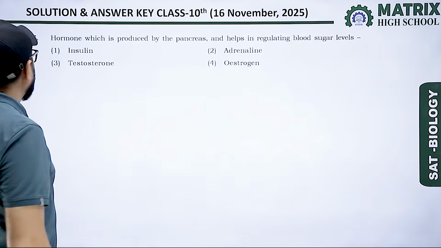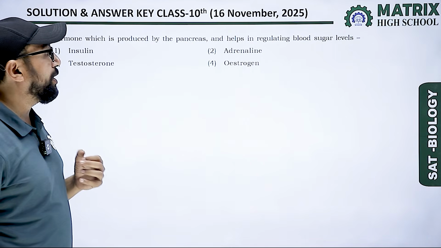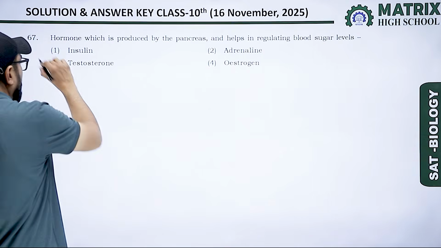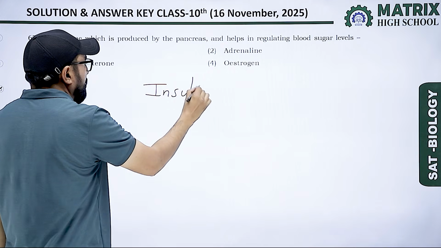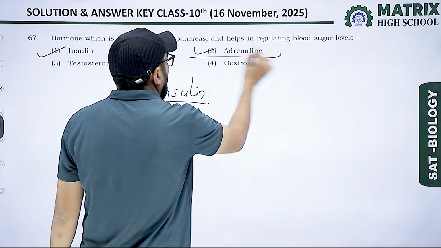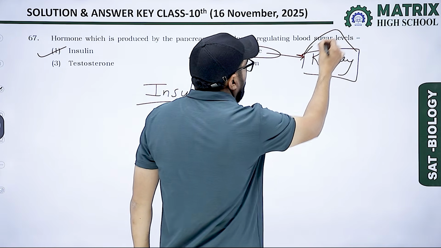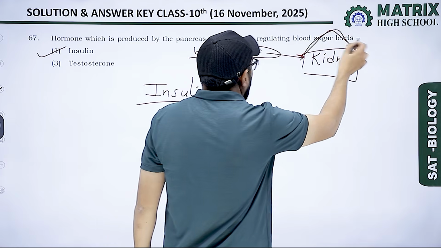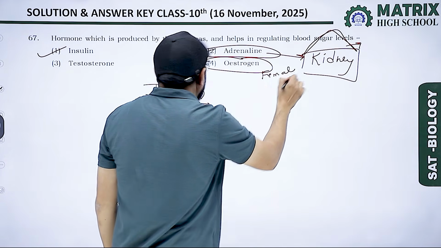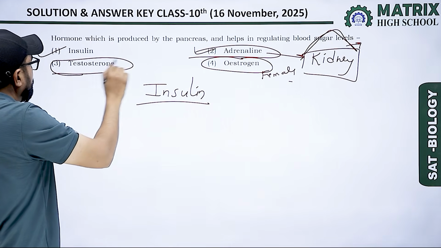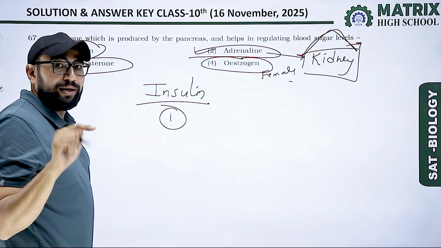Next question. The hormone produced by the pancreas that helps in regulating the blood sugar level. Insulin is the correct answer for sugar control. Adrenal, no. The adrenal gland is present on the upper part of the kidney and produces adrenaline. Estrogen is a female hormone, and testosterone is a male hormone. So the correct answer is option A, insulin, which controls sugar level in blood.